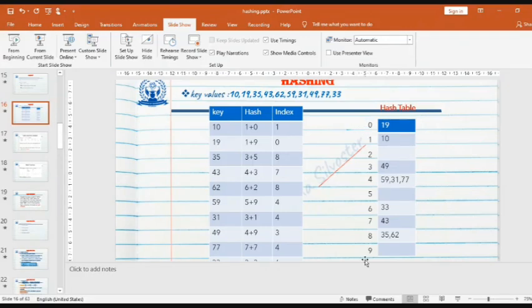Actually, no need of these colors. You can just write it. You have to put the columns and rows also. Then take the first key, 10. What is the index of that one? 1. So you can put 10 at index 1. Like that, complete the hash table. Then take the next number, 19. 19 is at index 0, so you can store 19 at the 0th index. Then take the next number, 35. The index is 8, so at the 8th index we can store 35. Like that, you can store all the numbers.